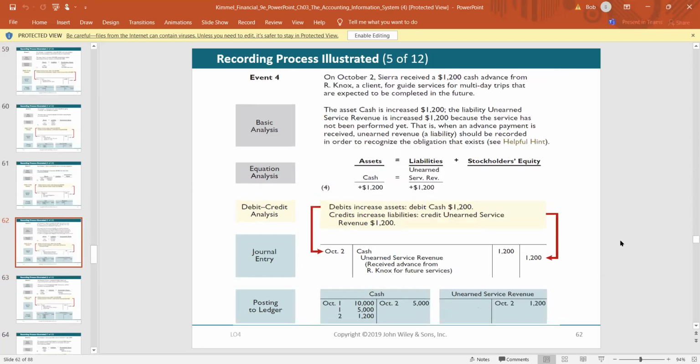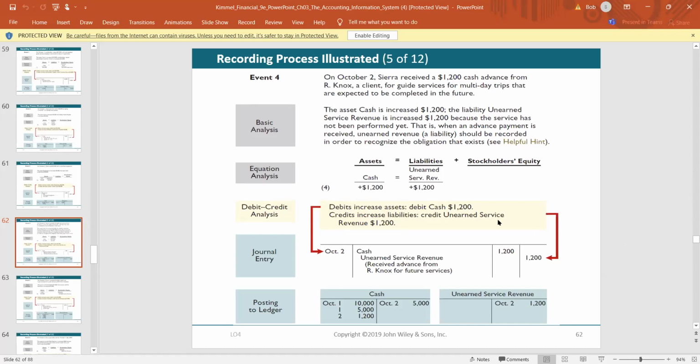Just a swap of assets. Holy cow, what do we have here? Sierra received a $1,200 cash advance for future consideration, okay? In other words, this is the classic unearned revenue. So what do we have here?